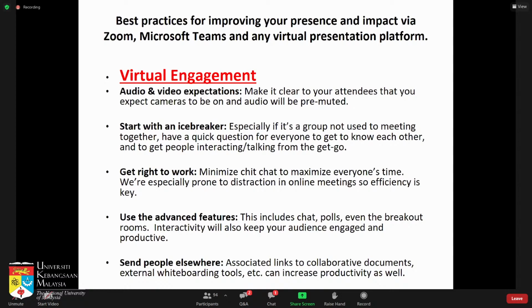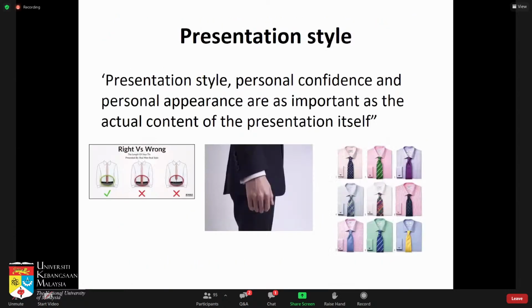You can use many advanced features. This is the expertise that we all must know: how to do a poll, how to do the chat, how to send people to a breakout room straight away with one press of a button. No talking. With one press of a button, you can stop the pre-recorded video presentation. Sometimes it can be very cool. You can send people everywhere. So I think virtual engagement is also very important.